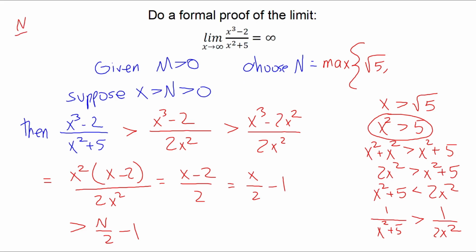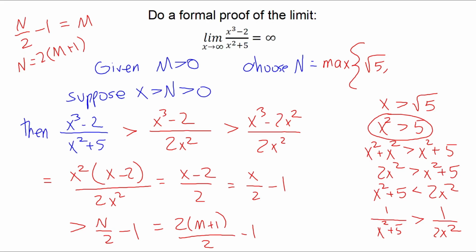And we'll do this work off to the side. If n over 2 minus 1 is m, then that would mean that n is equal to m plus 1 times 2. Or you could say 2m plus 2 if you want. So we'll say this is equal to 2 times m plus 1 over 2 minus 1, which is, of course, just equal to m. And so what we'll put up here with our root 5 is the maximum between root 5 and 2 times m plus 1. And that is the end of our proof.